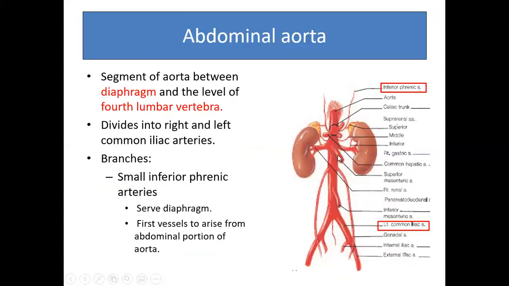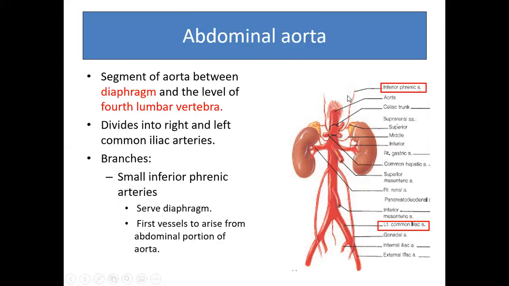How about the abdominal aorta? The abdominal aorta is a segment of the aorta located between the diaphragm, above here, up to the level of the fourth lumbar vertebra. So here, this is the abdominal aorta. The abdominal aorta further divides into the right and left common iliac arteries. If you see from this picture, on the right side we have the right common iliac artery, and on the left side we have the left common iliac artery. There are a few branches that arise from the abdominal aorta.